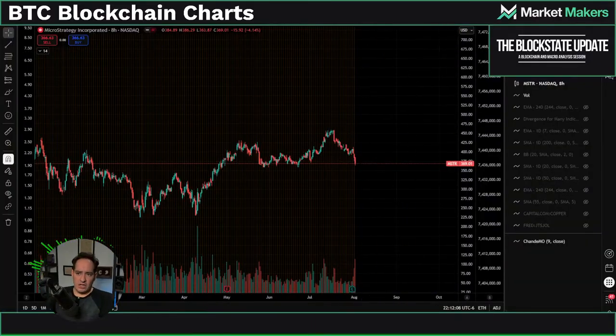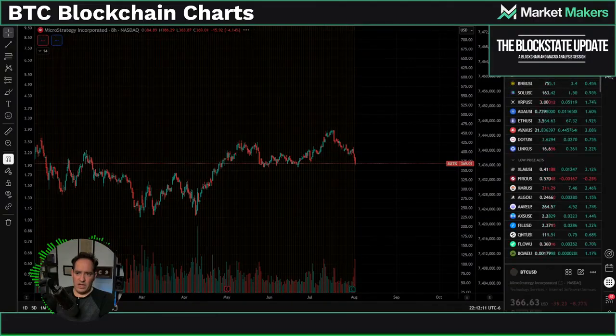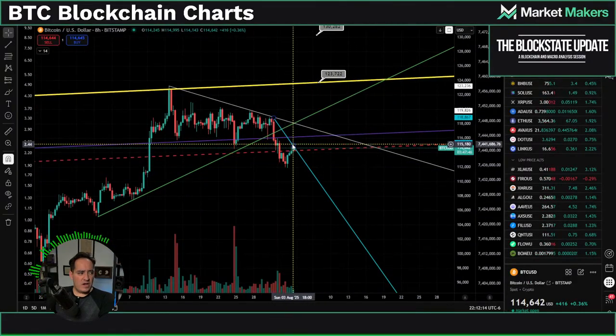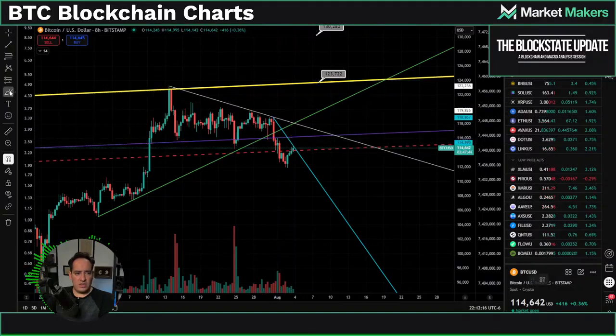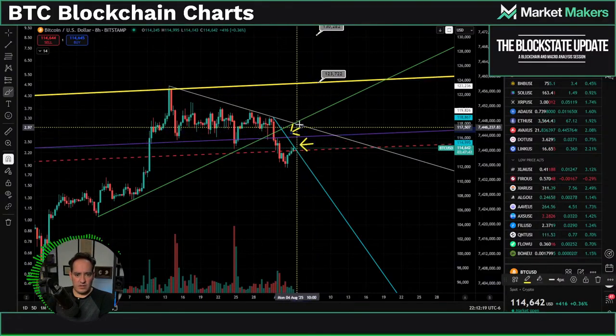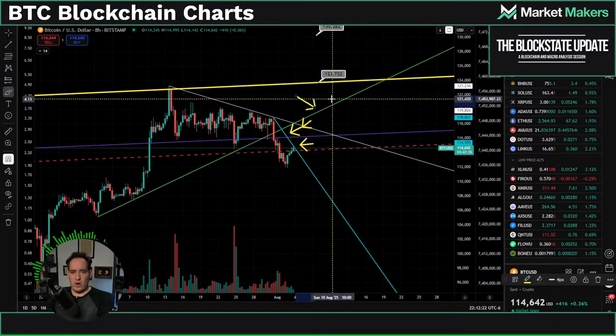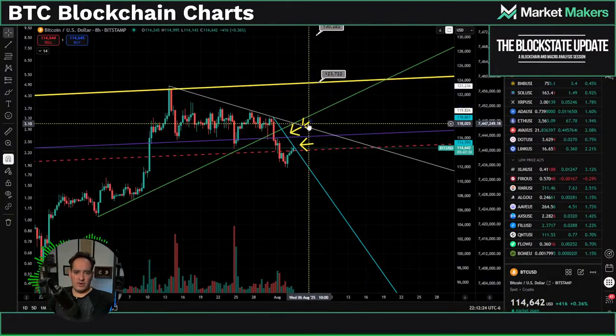But going back very briefly into the Bitcoin TA, we still have a buy signal, but we need to start clearing out these resistances. We need to clear out this one, this one and this one. And even if we clear out this one, then this one's going to be very hard, and the next ones are going to be very, very strong.